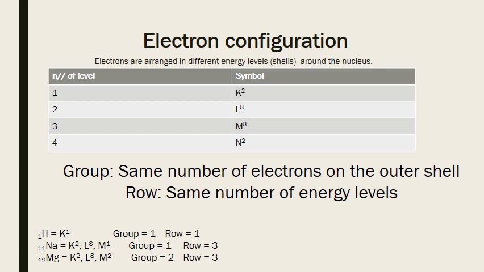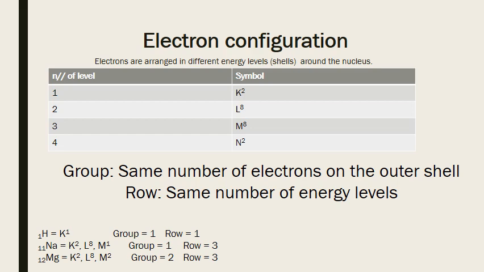So how do you write electron configuration? As you can see at the bottom here. So hydrogen has got a Z or number of protons of 1. Remember, in a neutral atom, the number of protons equals the number of electrons. So number 1, that fills the first energy level, which is K.